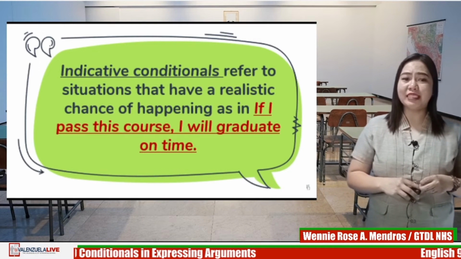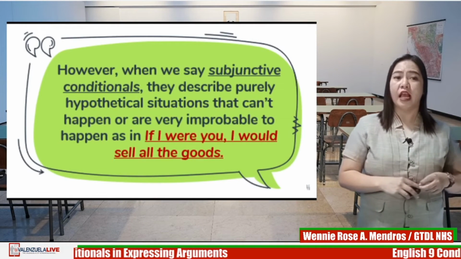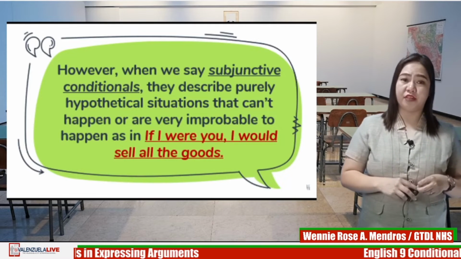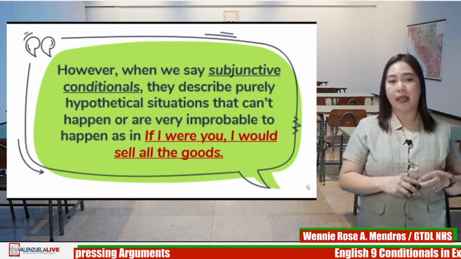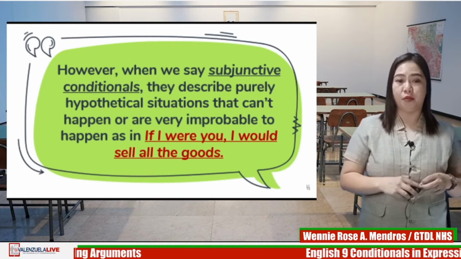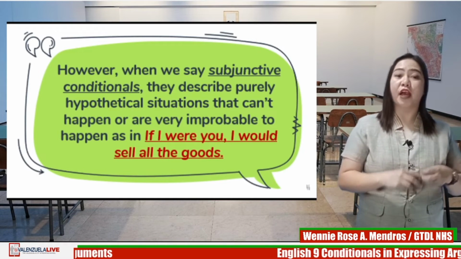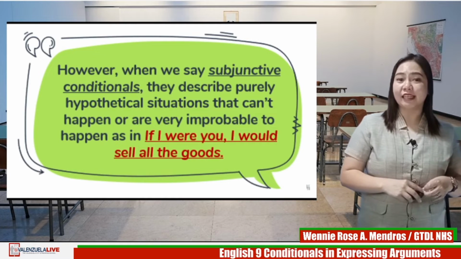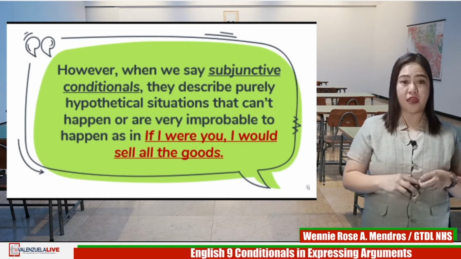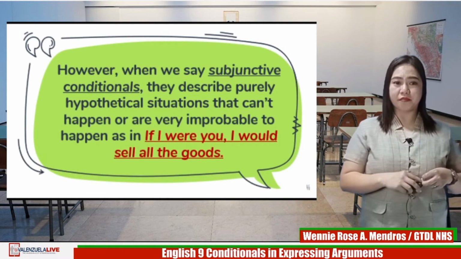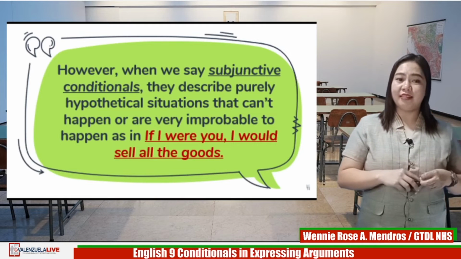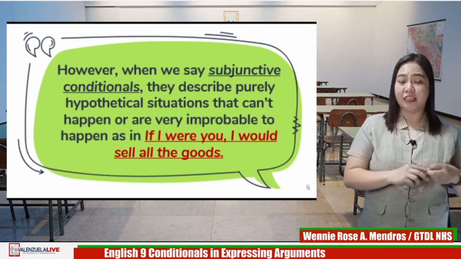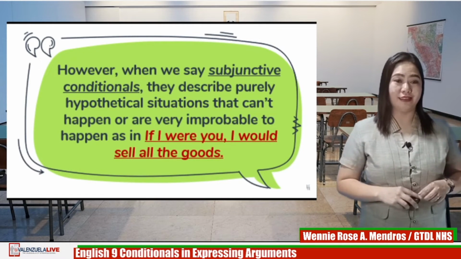However, when we say subjunctive conditionals, they describe purely hypothetical situations that can't happen or are very improbable to happen, as in, if I were you, I would sell all the goods. So this sentence is classified as subjunctive because I could never be you. That is the difference between the indicative and the subjunctive conditionals.